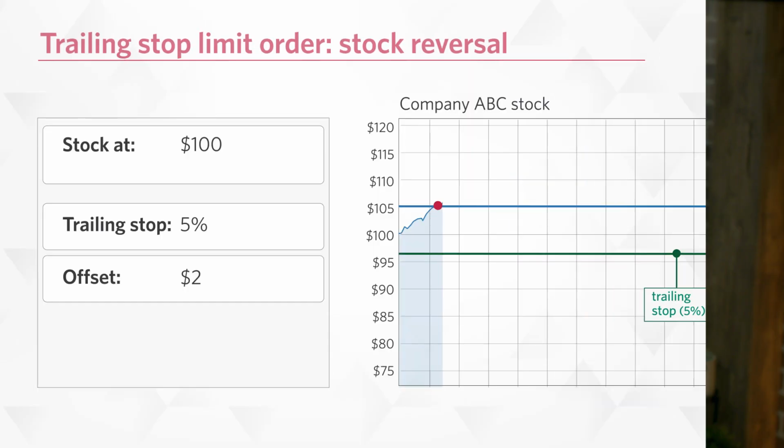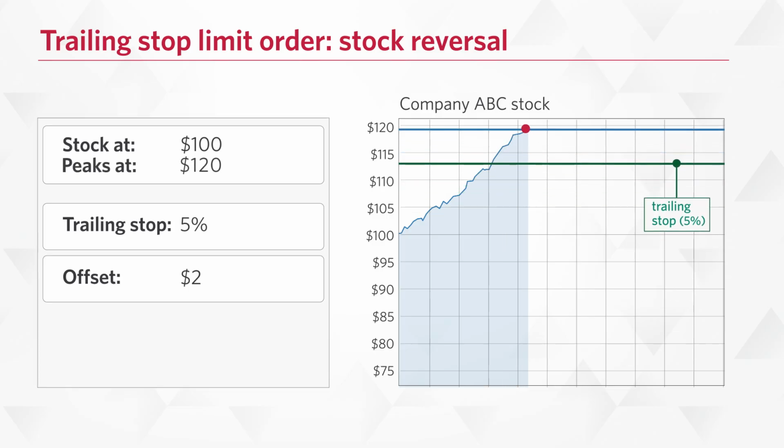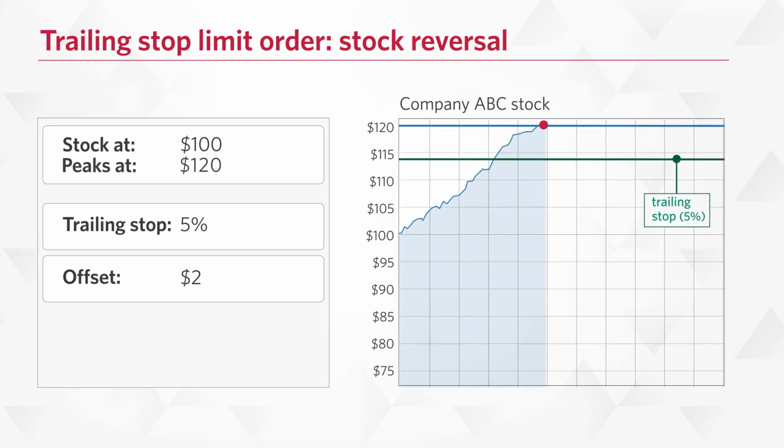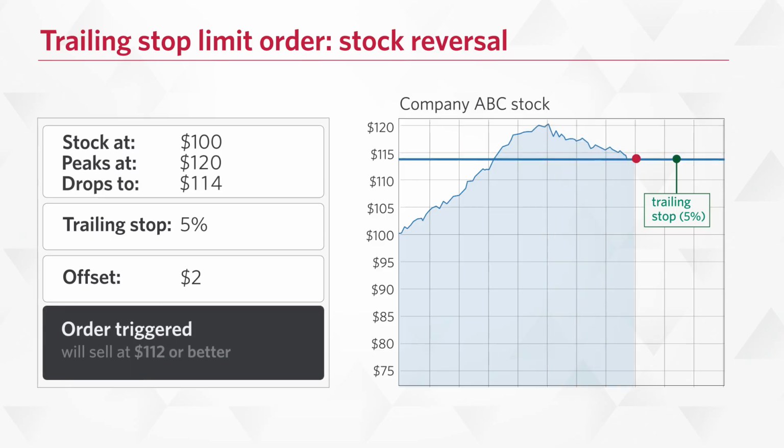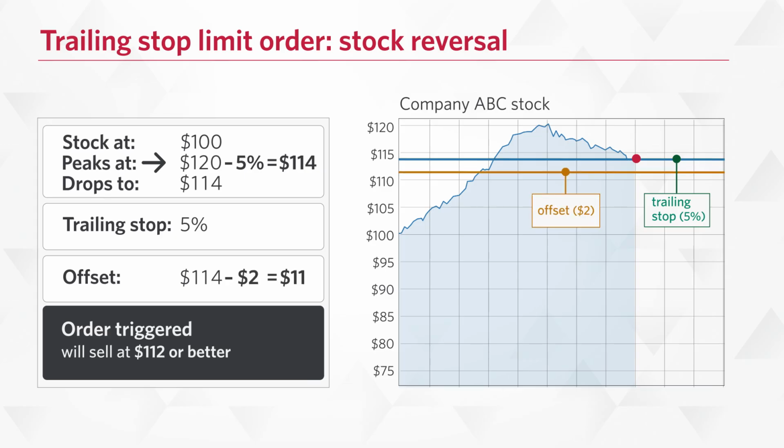But imagine a different scenario. Your stock keeps climbing, say to $120. Your stop trails it upward, resetting to $114. If the stock drops to $114, the order is triggered with a limit of $112, helping you lock in more of your gains. Let's recap that as well. Your order is triggered at $114 in this scenario because $120 minus 5% is $114. And your order executes at $112 or better because $114 minus the $2 offset is $112.